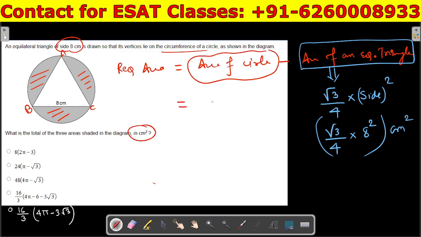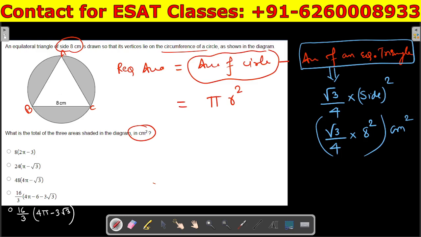The main target is how to find the area of a circle. You know the formula, that it is pi r square, where r is the radius of the circle. So our main target is to find the radius of the circle. If you are able to find the radius, you can get the answer very easily, right? So let's see how we can find it. I will apply some geometrical conditions and results here.